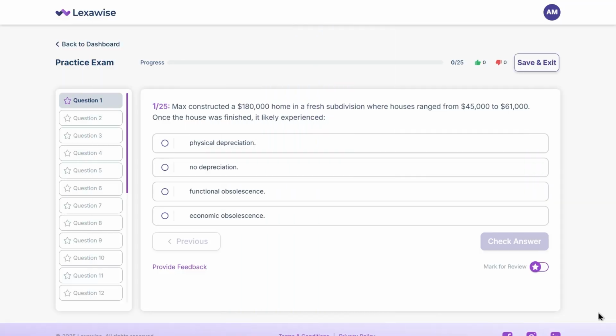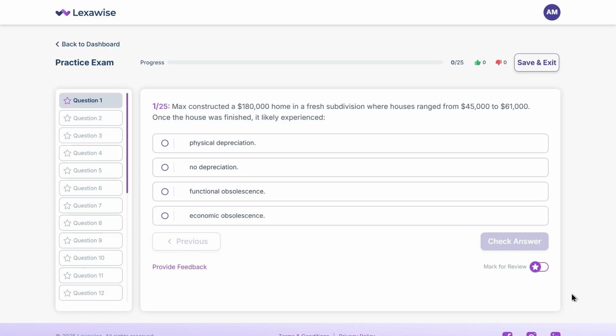So let's get started. First question. Max constructed an $18,000 home in a fresh subdivision where houses ranged from $45,000 to $61,000. Once the house was finished, it likely experienced A. Physical depreciation, B. No depreciation, C. Functional obsolescence, D. Economic obsolescence. Take a moment to think it through.